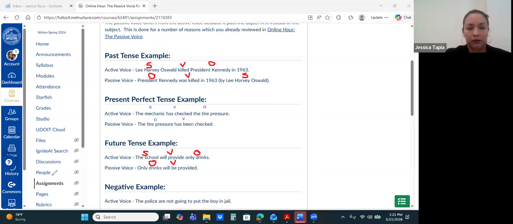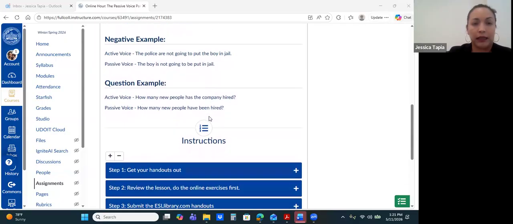Okie dokie. So I am going to move my screen a little bit. So I need to clear my notes. So make sure you've got that subject, verb, object. In the active voice. In the passive voice, we go object, verb, maybe we include the subject. Okay, I have to sort of delete everything to be able to move my screen.